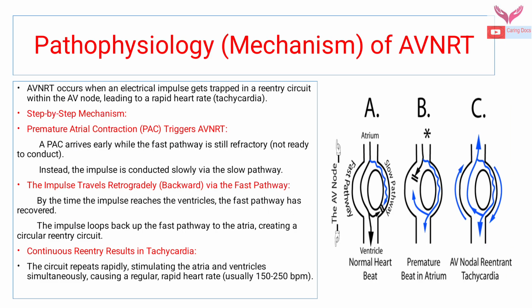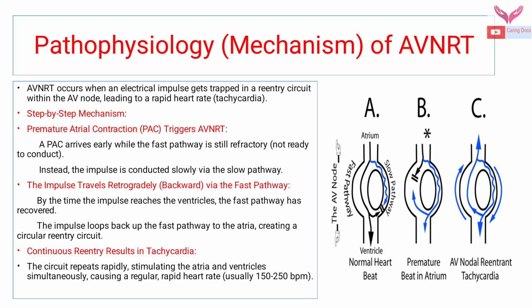Coming to the pathophysiology, or the mechanism, of AVNRT: AVNRT occurs when an electrical impulse gets trapped in the re-entry circuit within the AV node, which leads to a rapid heart rate. In the step-by-step mechanism, a premature atrial contraction, a PAC, triggers the AVNRT. It arrives early while the fast pathway is still refractory, meaning it is not ready to conduct. Instead, the impulse is conducted slowly by the slow pathway, as shown in the figure.